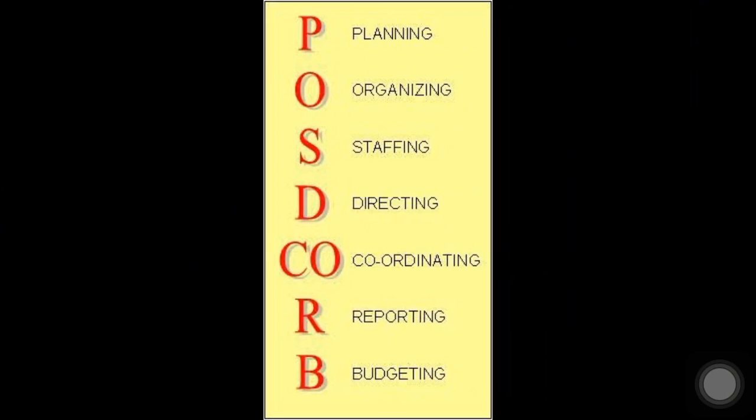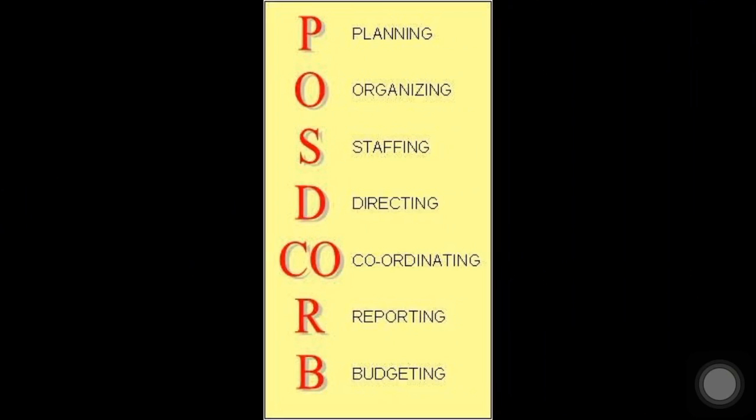Luther Gulick explains the scope of public administration through English letters. Here you can see the letters, and each letter explains a function of public administration. P stands for planning. Planning an agenda that the government machinery seeks to implement by working on the methods of implementation. Second is O, that means organizing, forming various departments and structures like division, subdivision, and other administrative structures.